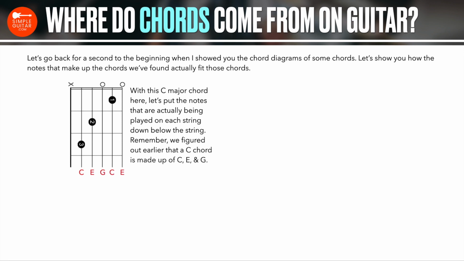On your 5th string, you're playing C. On your 4th string, you're playing an E note. Your 3rd string is a G. Your 2nd string is a C. And then your 1st string is E.